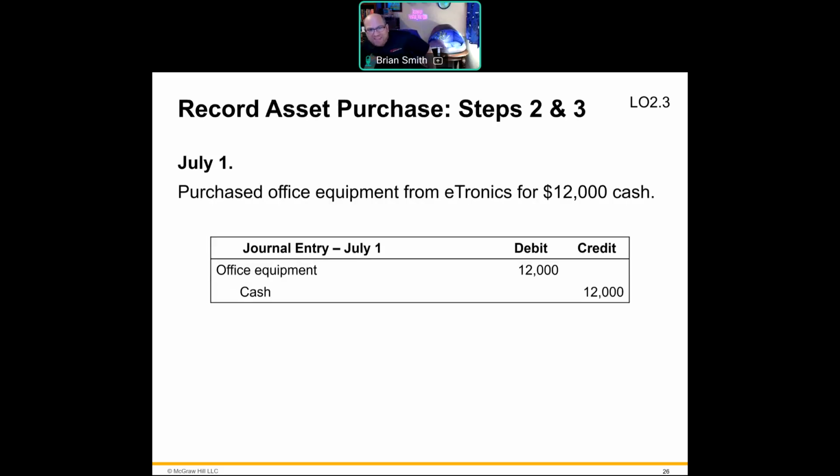Purchased office equipment from Etronics for 12,000. Debit office equipment, credit cash. Okay, I'm not going through all the process here. You should be going, oh yeah, oh yeah, oh yeah. I get that you guys have been in 212 and now you're jumping into this after that. But there should be a lot of familiarity to this.